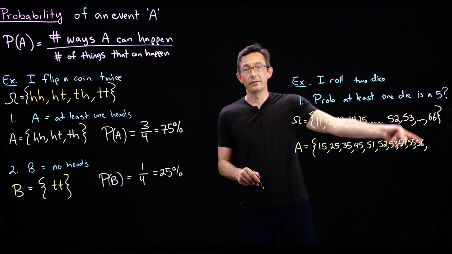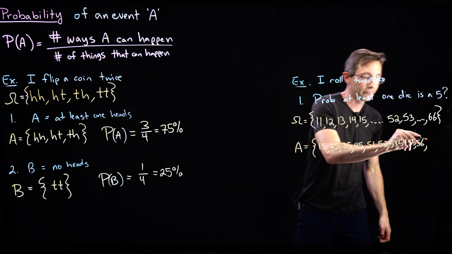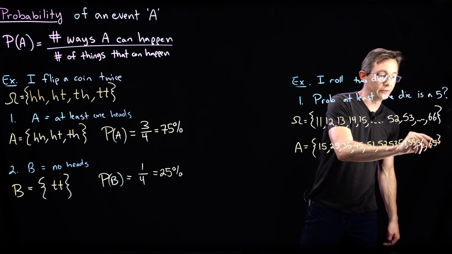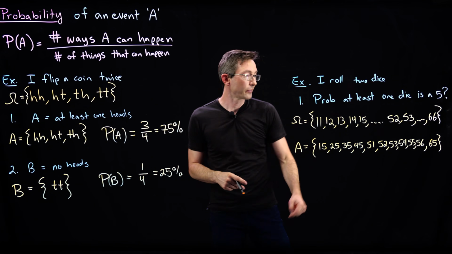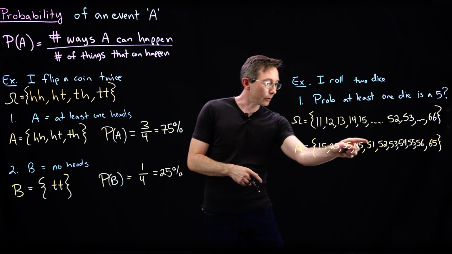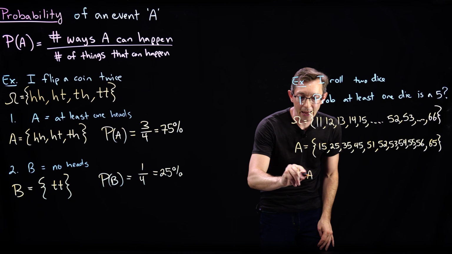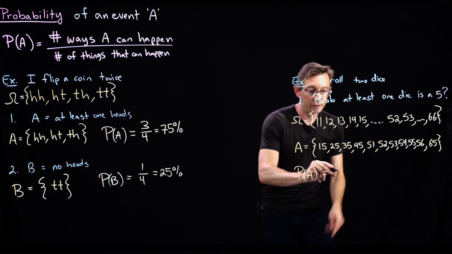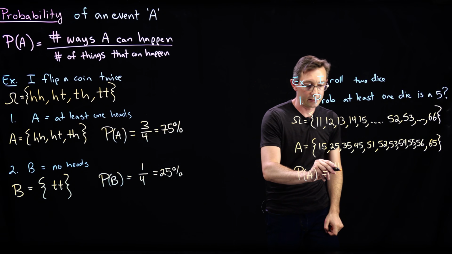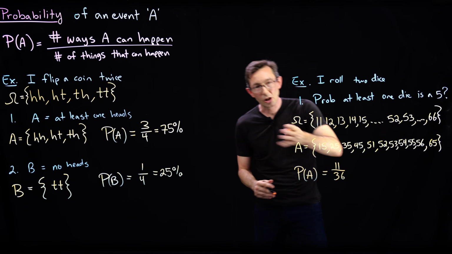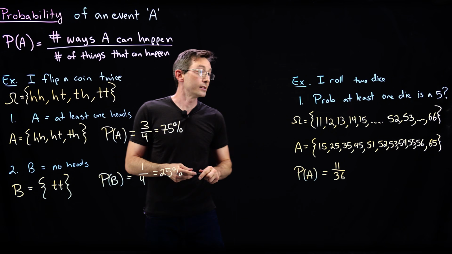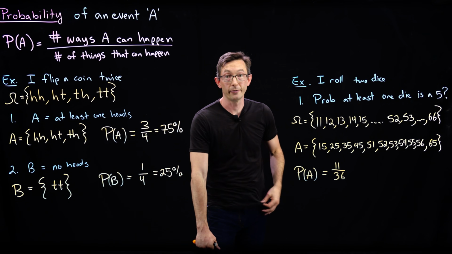And then again, if the first die is a 6, the second die has to be a 5 for at least one of them to be a 5. And if I count this, 1, 2, 3, 4, 5, 6, 7, 8, 9, 10, 11, the probability of A occurring is 11 out of 36. So just under 1 in 3 chances of getting at least one die being a 5.